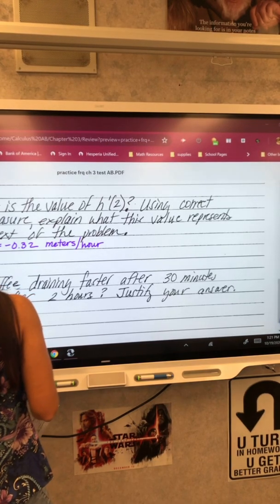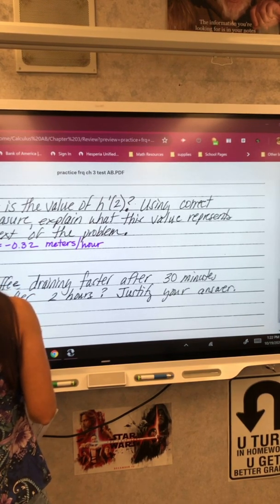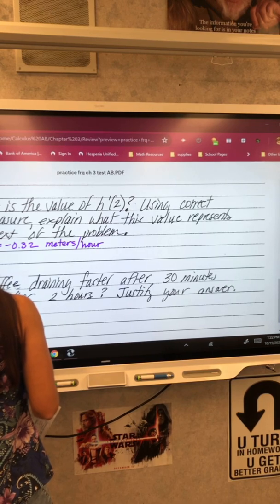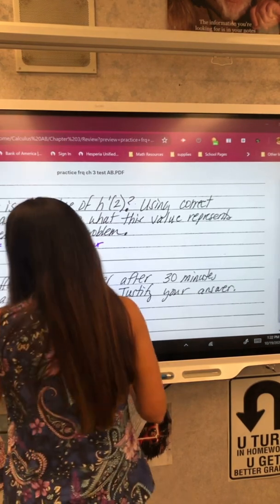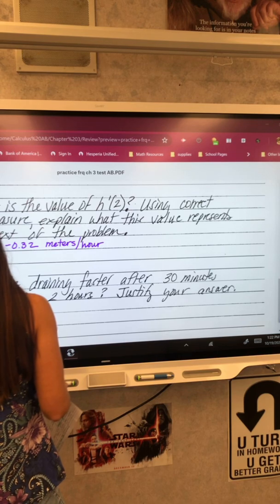Oh, I want to be able to find pink on here. I guess I'll just use a red. Sorry guys, I'm playing.